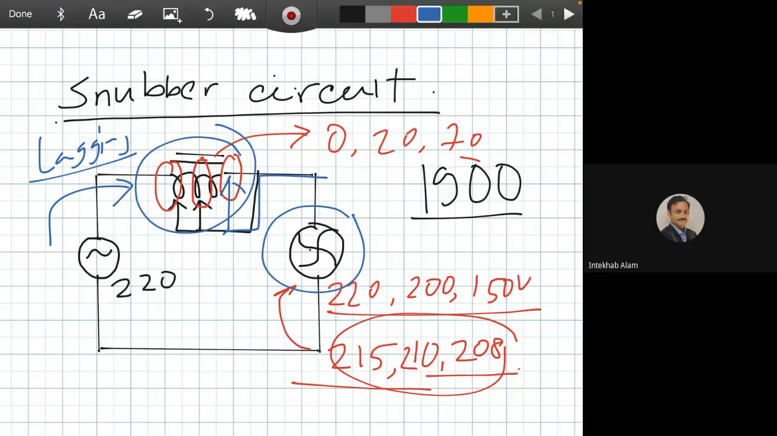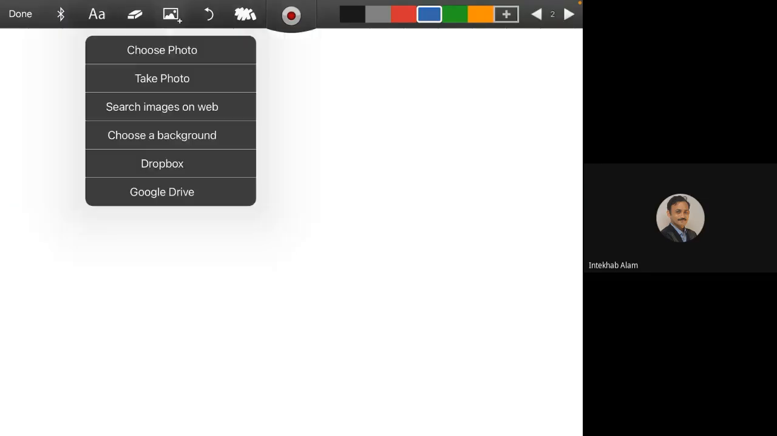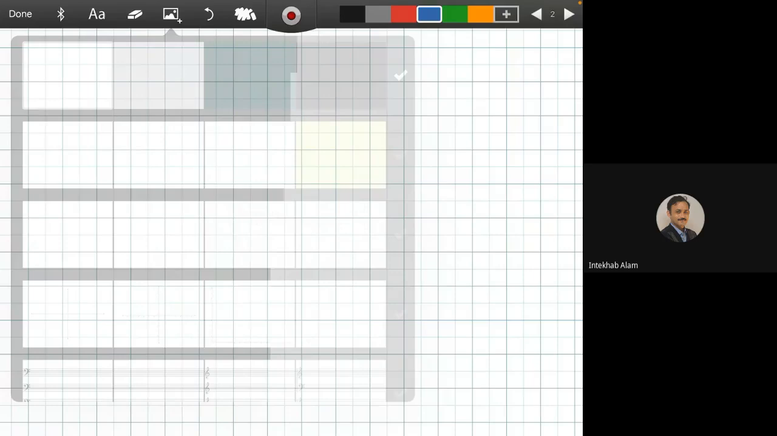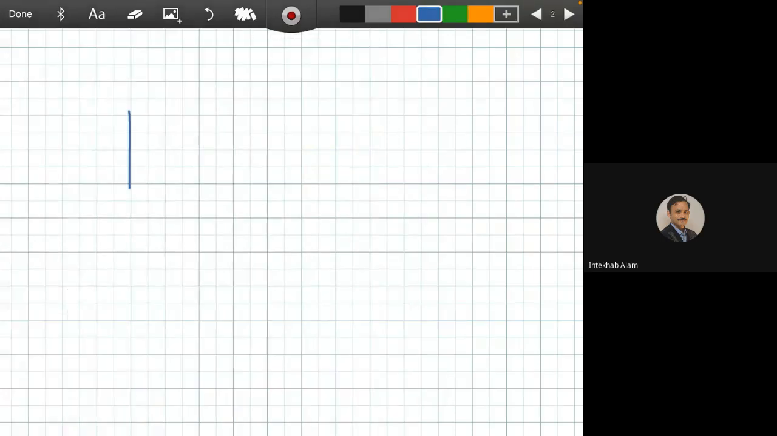So considering these two things, the power quality and the speed regulation, we developed the power electronic circuit. Using a power electronic circuit, we can make it in this form.